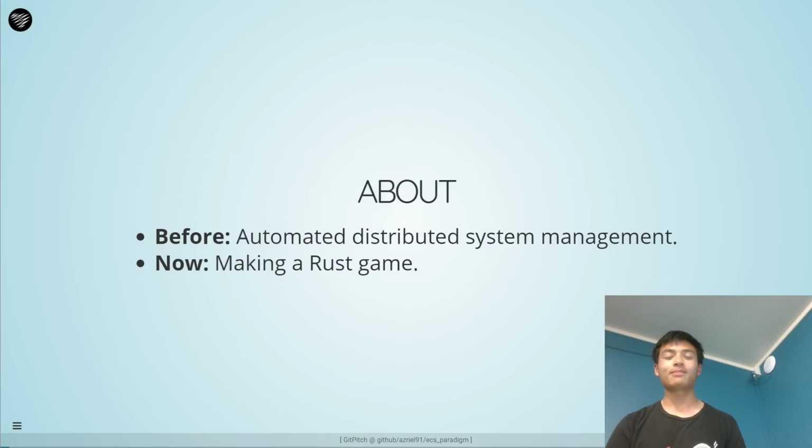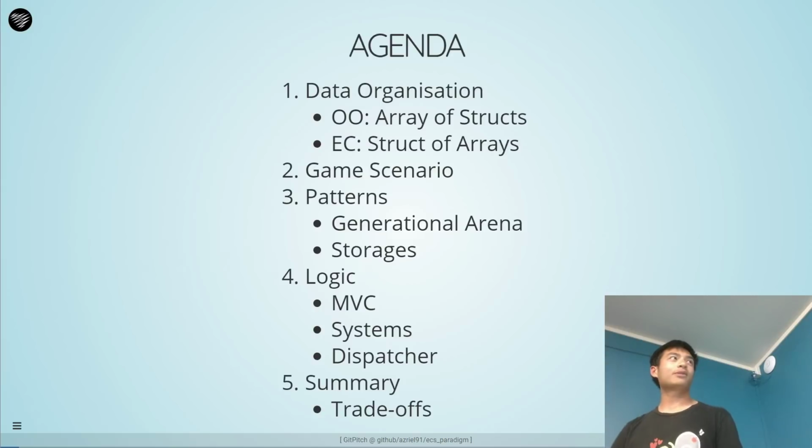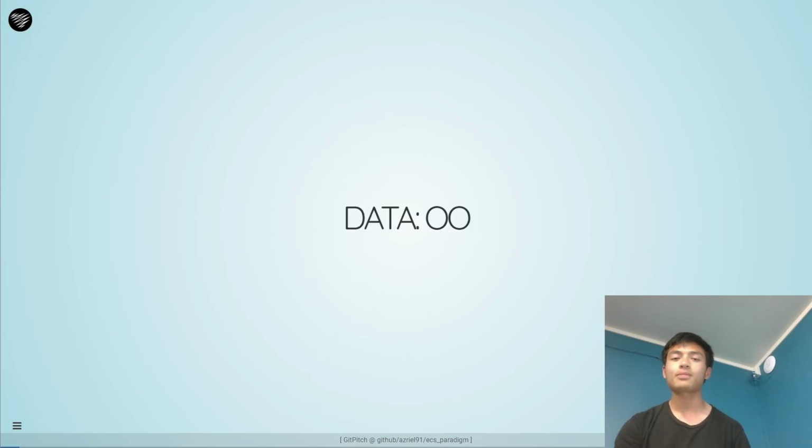Cool. So, about myself, I used to work in automated distributed system management. Now I'm making a Rust game. All right. So what we're going to go through today, we're going to go through the data organization. We'll compare OO and EC, which is entity component. We'll look at how that's applied in the game scenario, some patterns to solve the problems that come up, and we'll look at how we organize logic. And there's a short summary at the end.